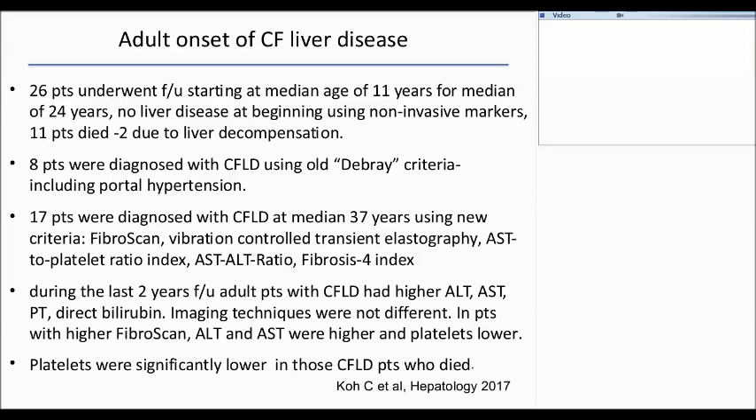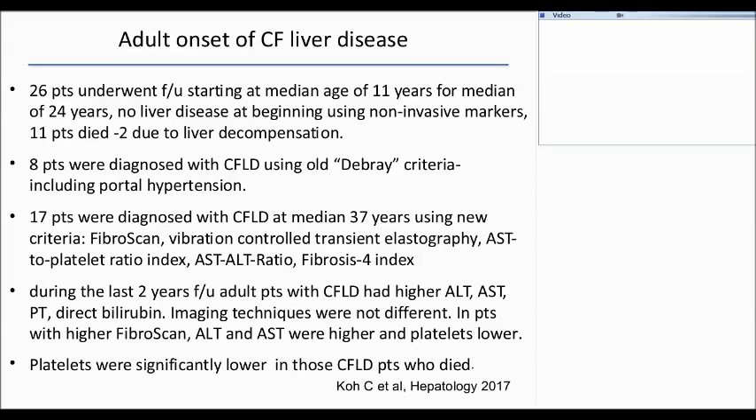He looked at 26 patients who had follow-up for at least a median of 11 years. Some actually had follow-up until 38 years after diagnosis. And he started with that from the age of 11 years.